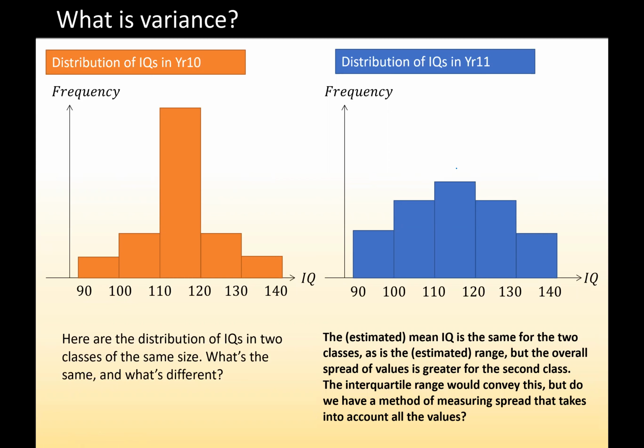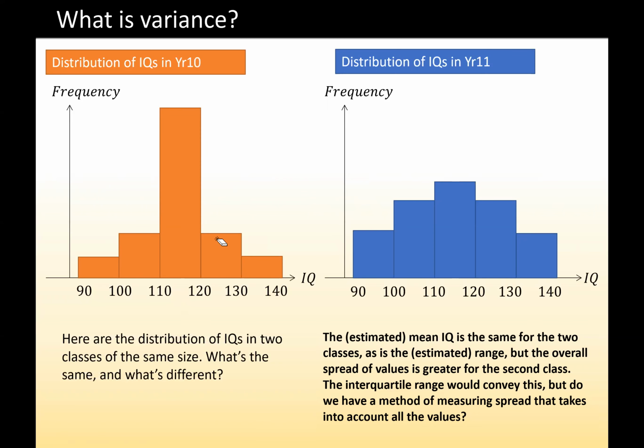We can see that it's pretty evenly split down the middle, half on the left, half on the right. The range is going to be the same, 140 to 90. The overall spread of values is going to be greater for the second one because there's more data further out than there is on the first one. Now, we could show that with the interquartile range, looking at where the 25th and 75th percent of the data is going to be. But we want a method that takes into account all the values, not just ignoring those at the extremes.